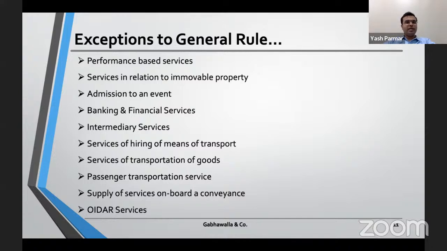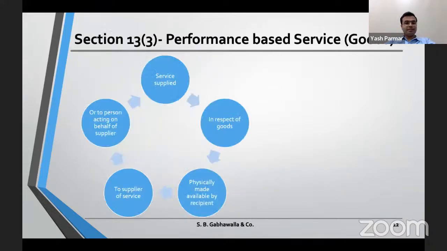This is the list of exceptions of services to the general rule. Now we'll deal with each of the services one by one, and we'll try to understand how the place of supply is defined for each of these types of services. The first one is performance-based services.